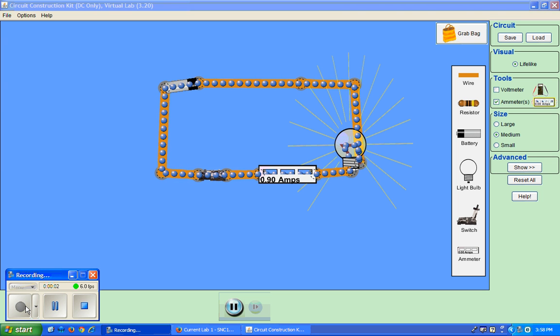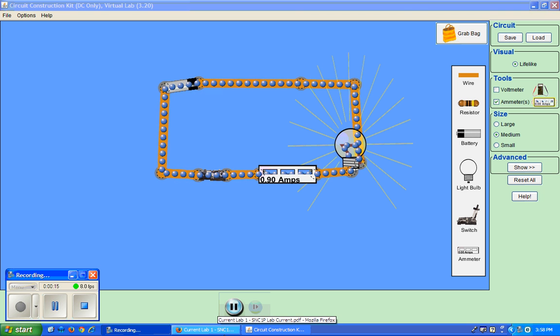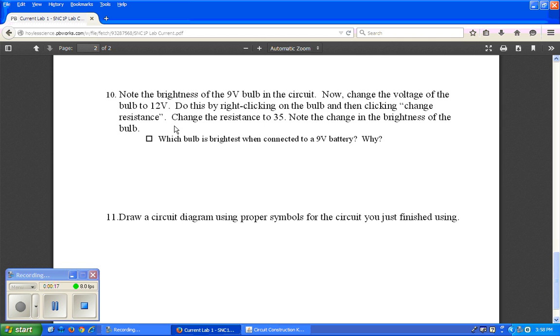All right, this is the last video, understanding current lab. We've been measuring current in this circuit at different positions and noticing that the current is the same no matter where you place the ammeter. And if we look at our lab sheet now, we're on to step 10.